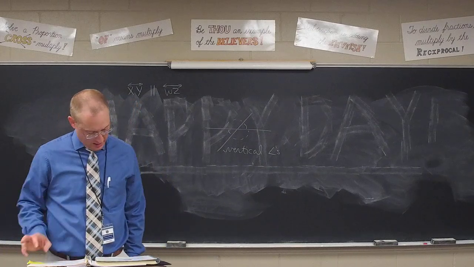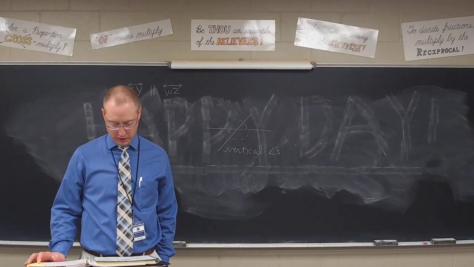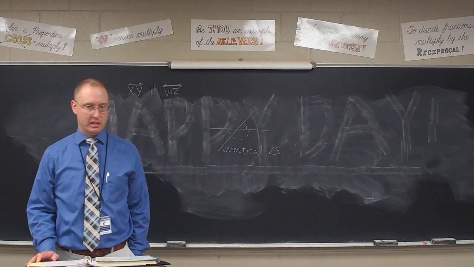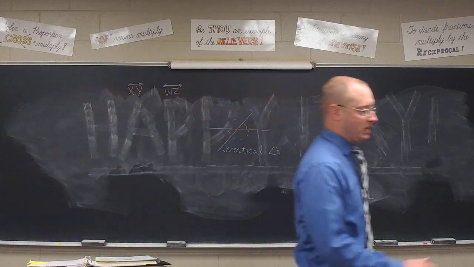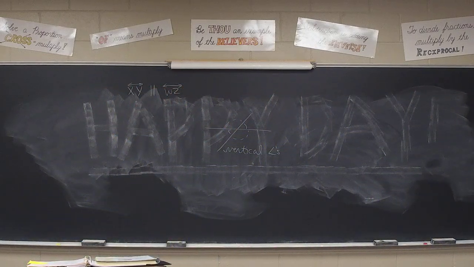Number 9. If angle P is 37 degrees, what type of angle is it? What type of angle would be 37 degrees? Griffin? Acute. An acute angle. Anything less than 90 is an acute angle.